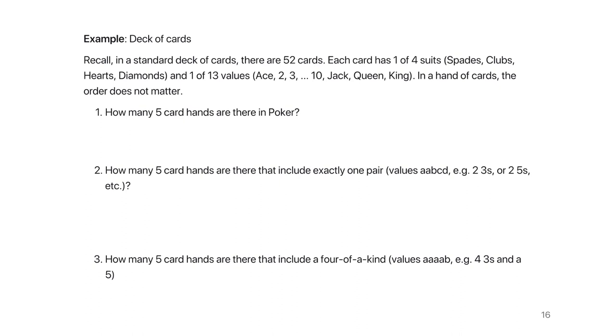Okay? So we're given a standard deck of cards, which, you know, in a standard deck of cards, there's 52 cards. Each card has two properties. So it has a suit, right? So it's either the spades, clubs, hearts, or diamonds. And it has a value, okay? Ace, 2 through 10, and then Jack, Queen, King. Okay, so each card has these two properties. And in a hand of cards, the order in which you have the cards doesn't matter, right? You can just move them around. Okay, so what's the total number of 5 card hands in poker?